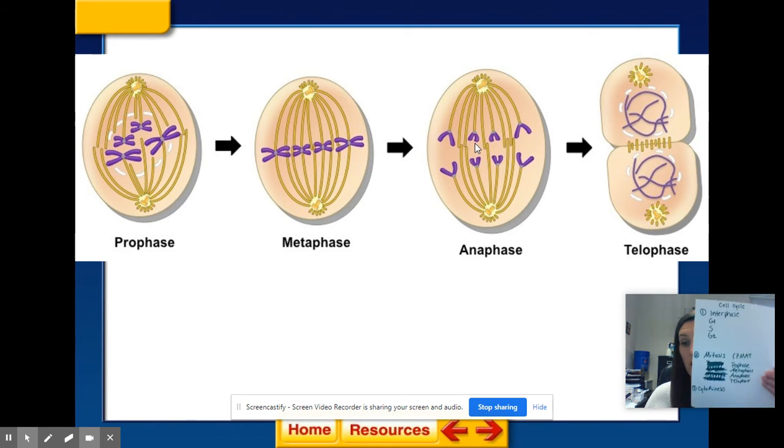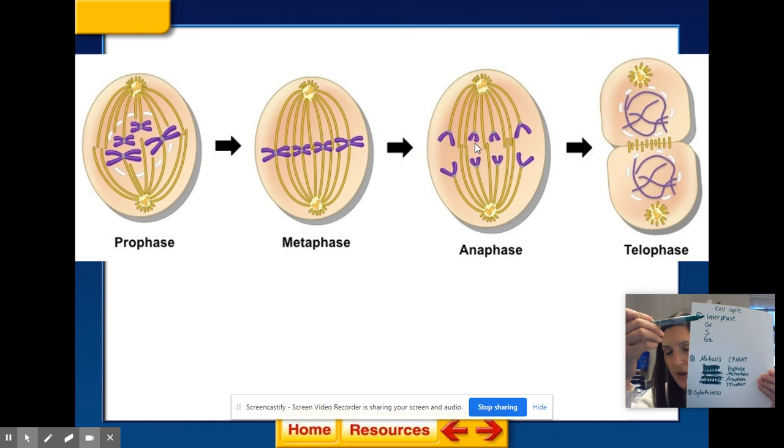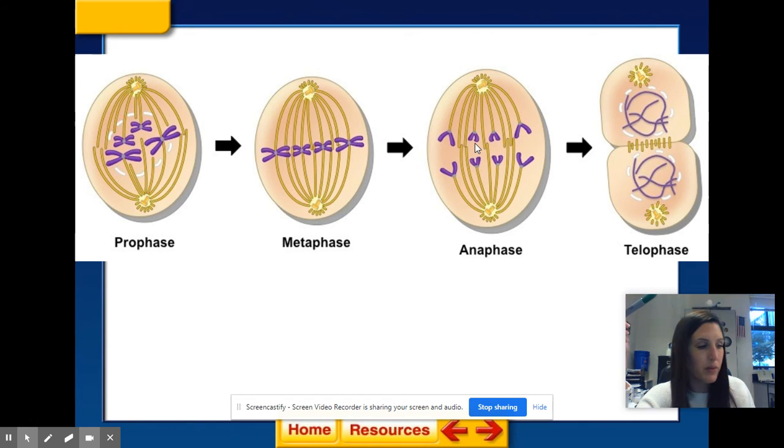All right, what I want you to know is this. Can you put these in order? Just sequential order. Interphase, G1, S, and G2. You should know what they are. You should know the 3 parts of the cell cycle: interphase, mitosis, cytokinesis. And the phases of mitosis, PMAT, if you can get that right and in order.